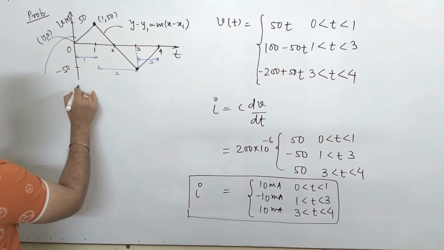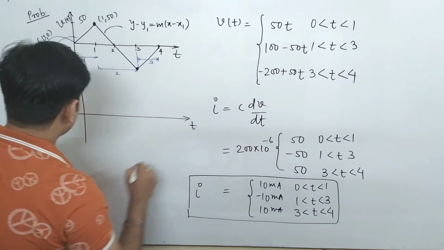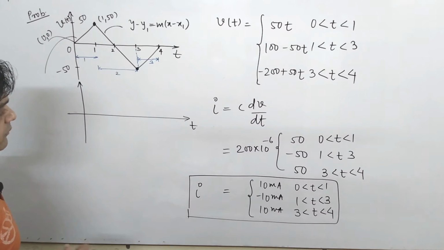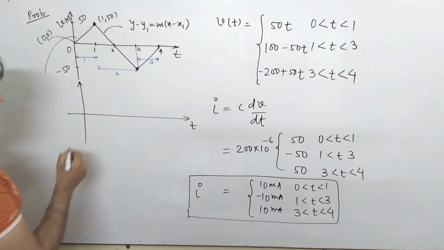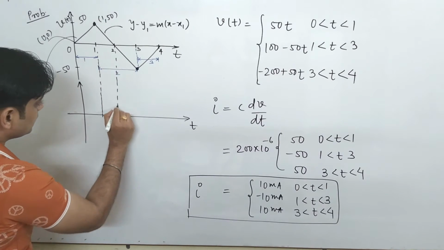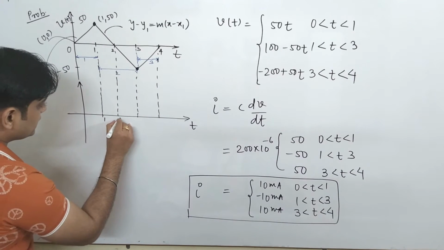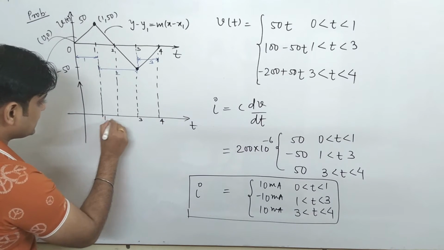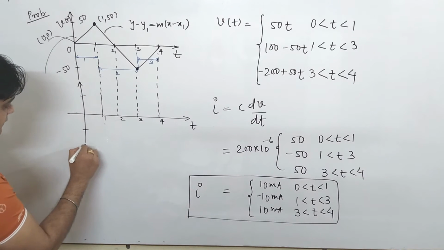If this is our voltage waveform, now we have to see what our current waveform is. That means if this voltage waveform is applied across a capacitor, what should be its output? That is, what is the current across it? So I am again making it as per, okay, this is your 1, this is your 2, this is your 3, this is your 4. These are the time instances I have just mentioned here. And now we will see what the values are.